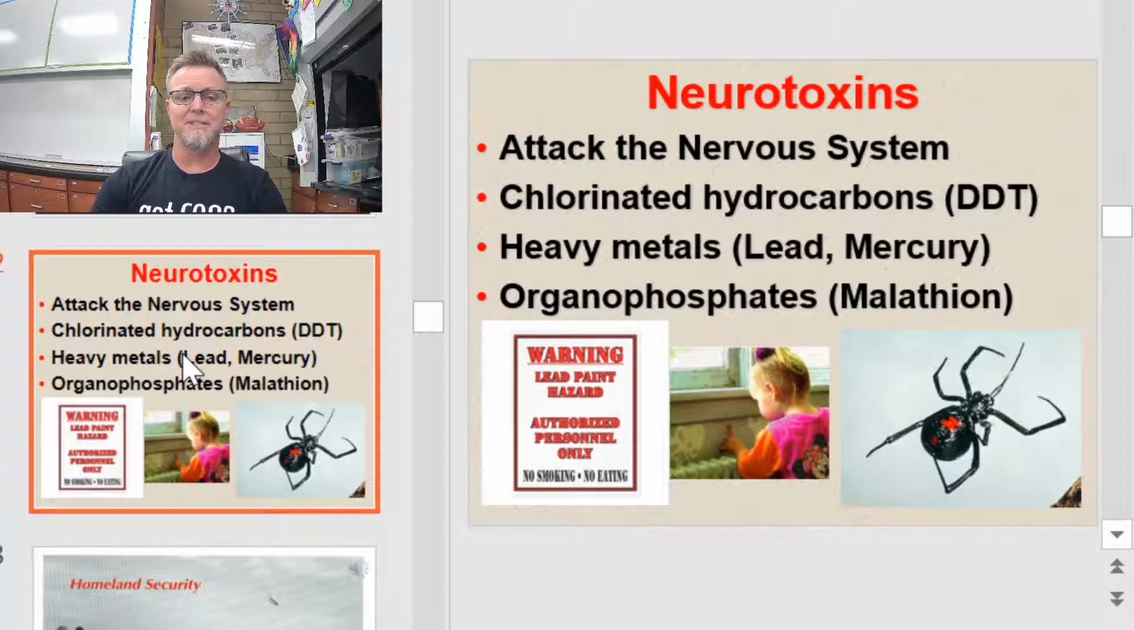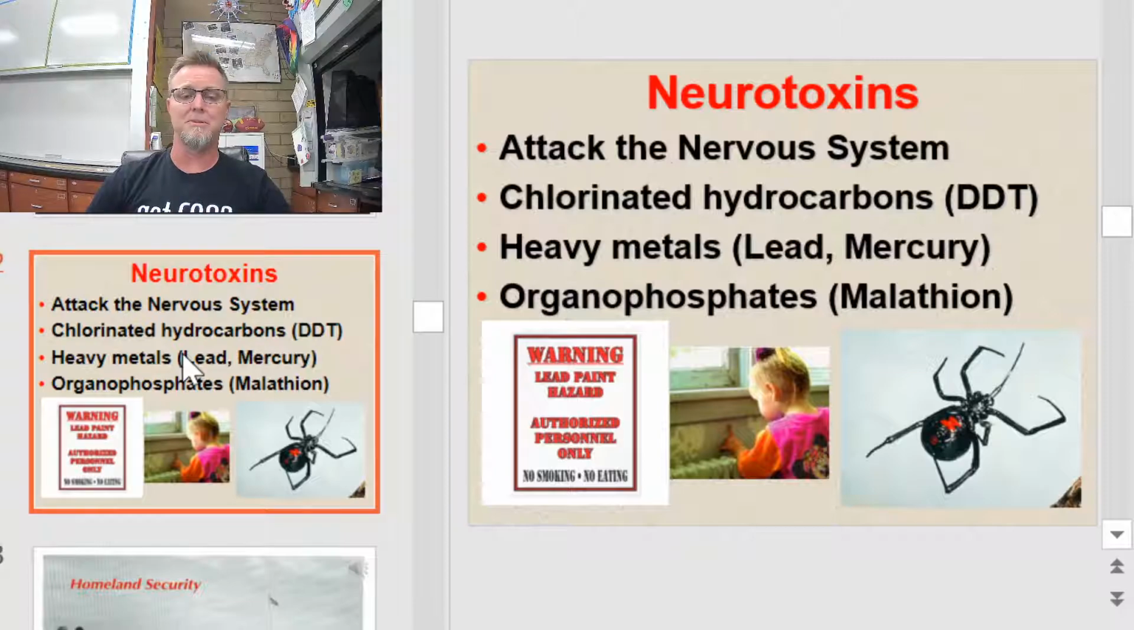Neurotoxins attack your nervous system. You got chlorinated hydrocarbons, DDT, lead, mercury, and organophosphates like malathion that all fit into this group, okay? The reason I have this little baby picking at the paint at the bottom of the window is because back in the old days, lead was an additive to paint to stabilize it and enhance its color. And there was a time where, as this paint aged, it would become flaky, and I don't know why kids would eat it, okay? Not recommended, right? Paints of today don't have lead in them. They're all latex based, so we don't have to worry about that.